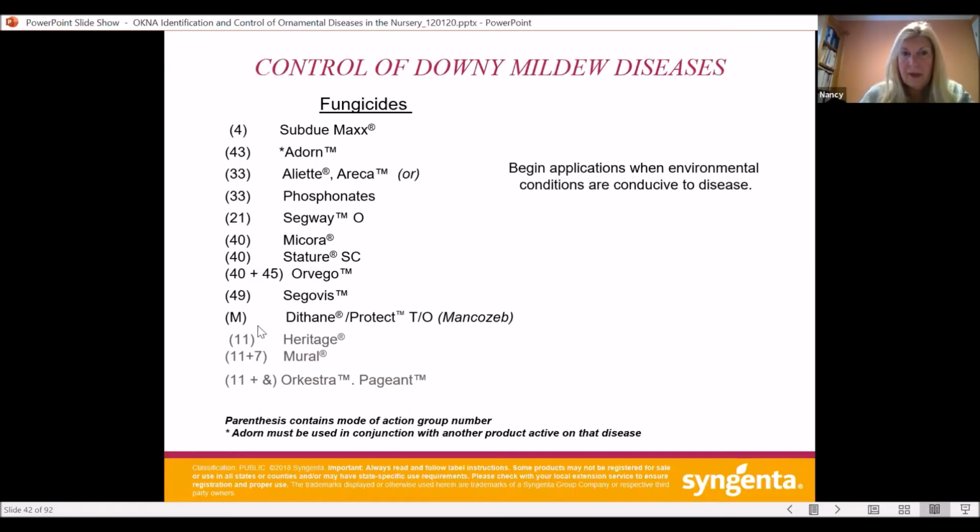And then of course you have the multi-site, the Dithane, the Mancozebs, Protect. And then the 11 and 7-11 groups also have activity on downy mildew, as well as other fungal pathogens. So those are important to incorporate into rotation, because you're not always going to be just fighting downy mildew in these crops. You have other fungal pathogens, leaf spots and such, powdery mildew perhaps, that you're going to have to control. So the 7-11 group also becomes an important part of your rotation.